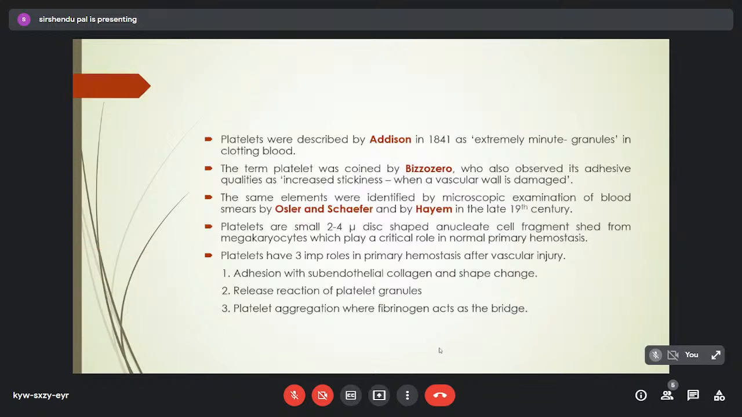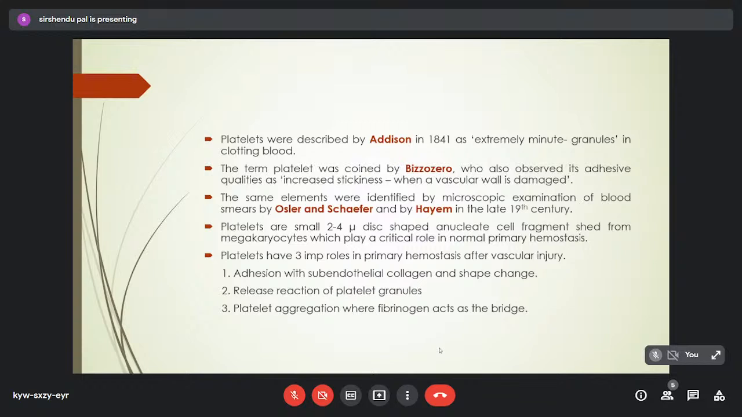Hemostasis is the mechanism by which the loss of blood from the vascular system is controlled after vascular injury by a complex interaction of the vessel wall, the platelets, and the plasma proteins. Following the vessel injury, hemostasis occurs in two stages, primary and secondary. Primary hemostasis is the initial stage during which the vascular wall and the platelets interact to limit the amount of blood loss from the damaged vessels. During secondary hemostasis, a stable fibrin clot is formed via the activation of the coagulation cascade.